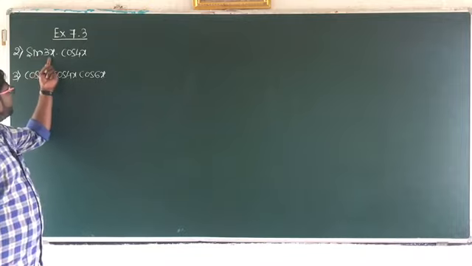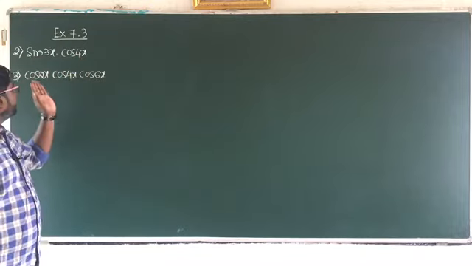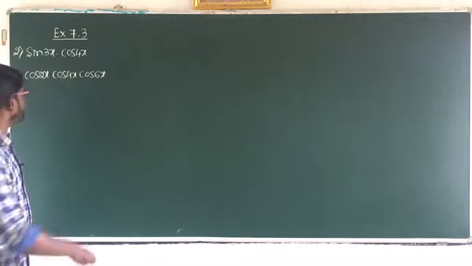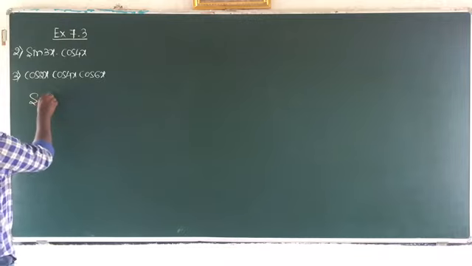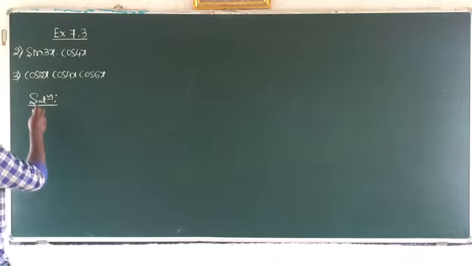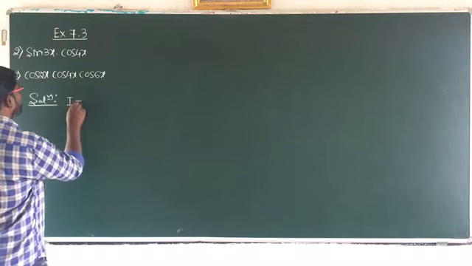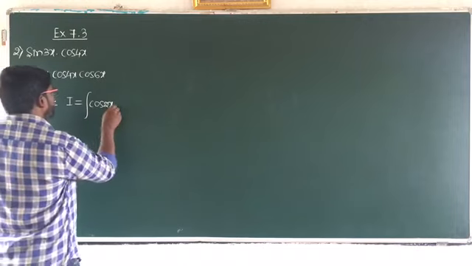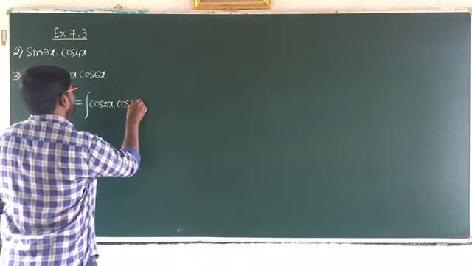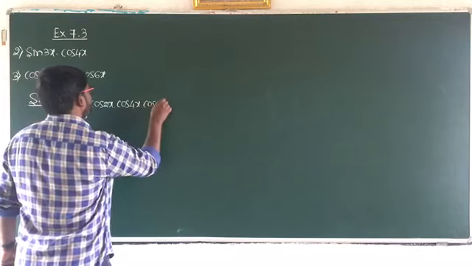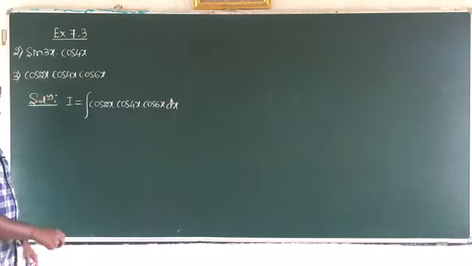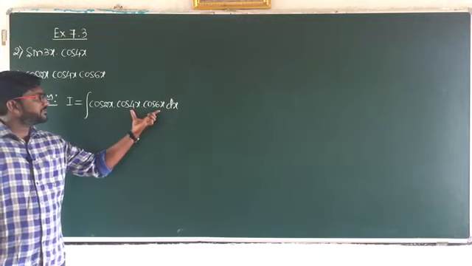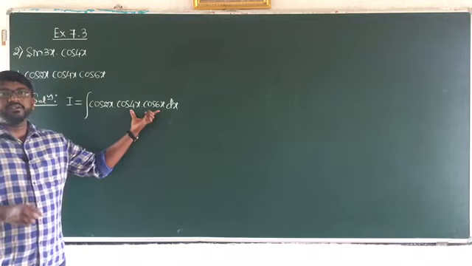It is in the form of sin A into cos B. Then I will go for the third one. So it is cos 2x into cos 4x into cos 6x. So here I will be solving the third one. I, which is equal to the integral of cos 2x into cos 4x into cos 6x dx. So now I write cos 2x as it is, and for these two terms I am going to apply the cos A into cos B formula.